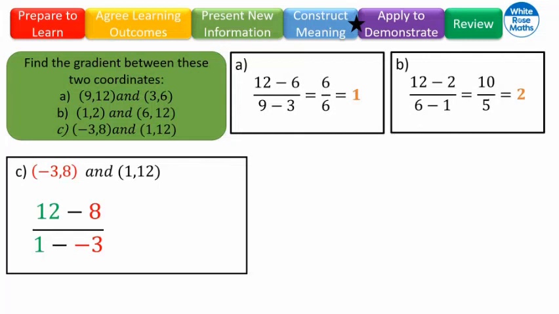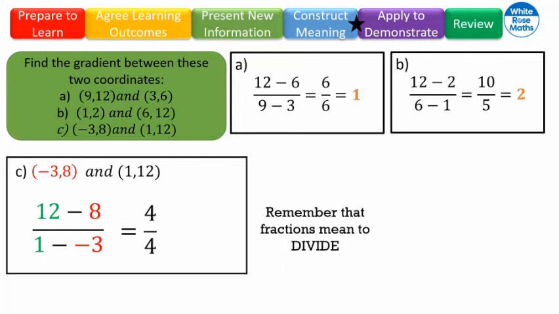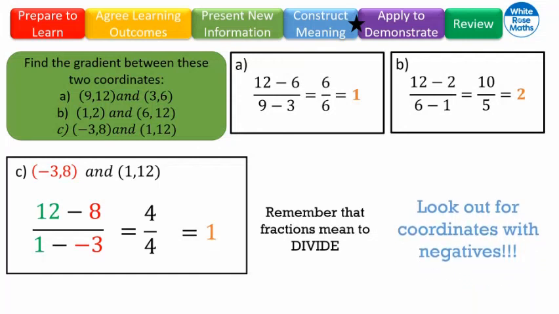The negatives cancel out, which actually gives us 1 plus 3. So 12 minus 8 is 4, and 1 plus 3 is 4. So the final gradient is 1. Okay, because 4 over 4 is 4 divided by 4, which is 1. So a key note that you might want to take down is look out for coordinates with negatives.